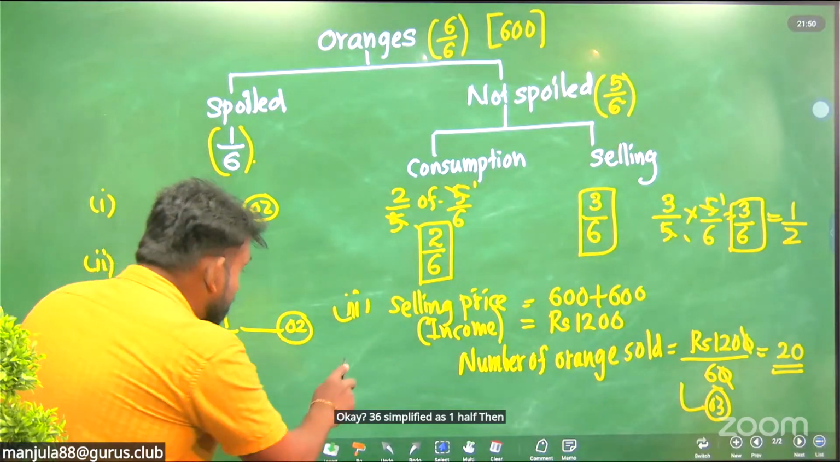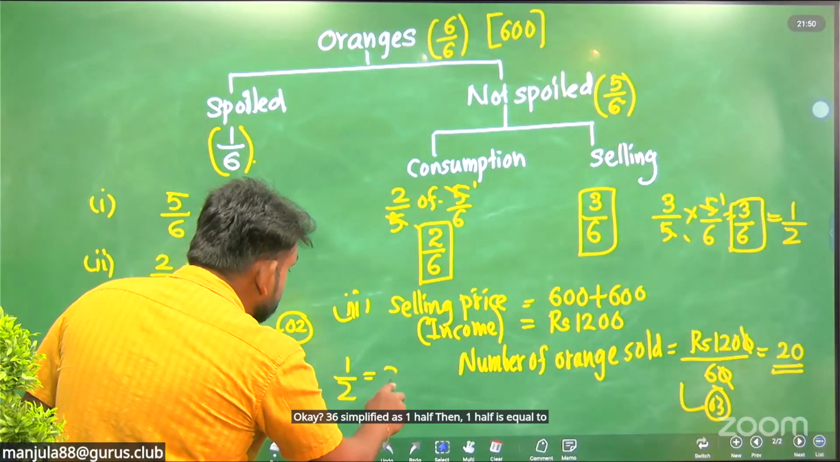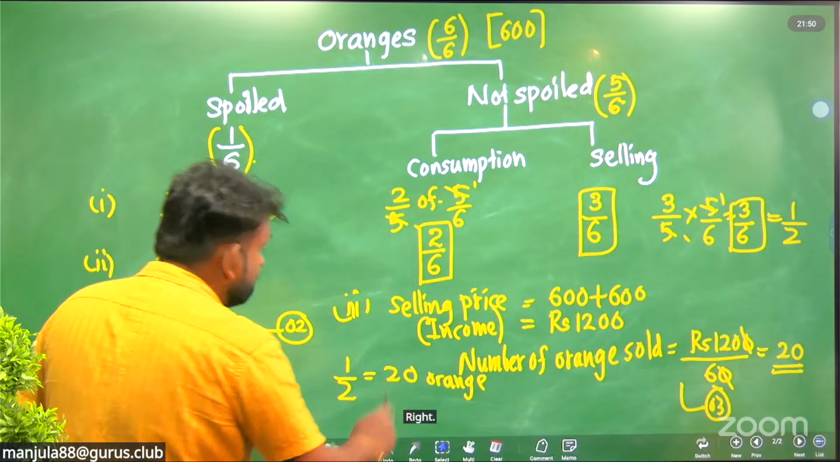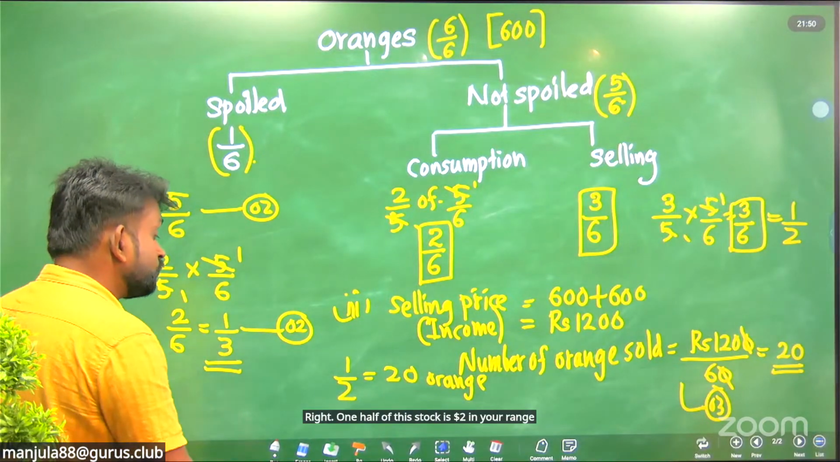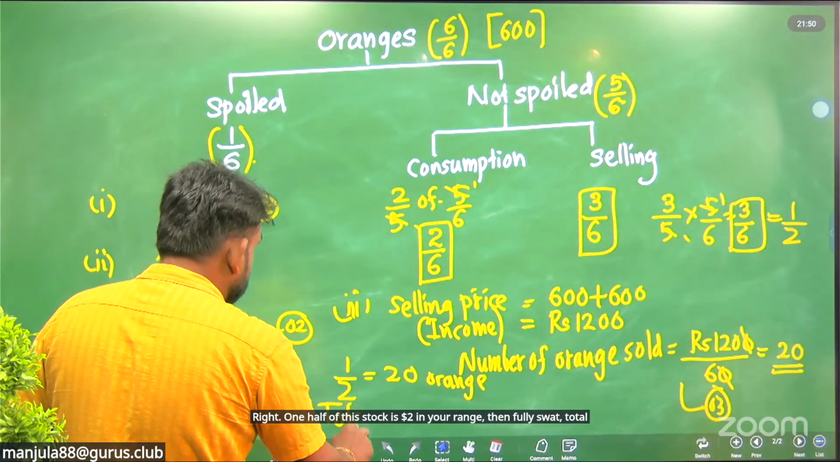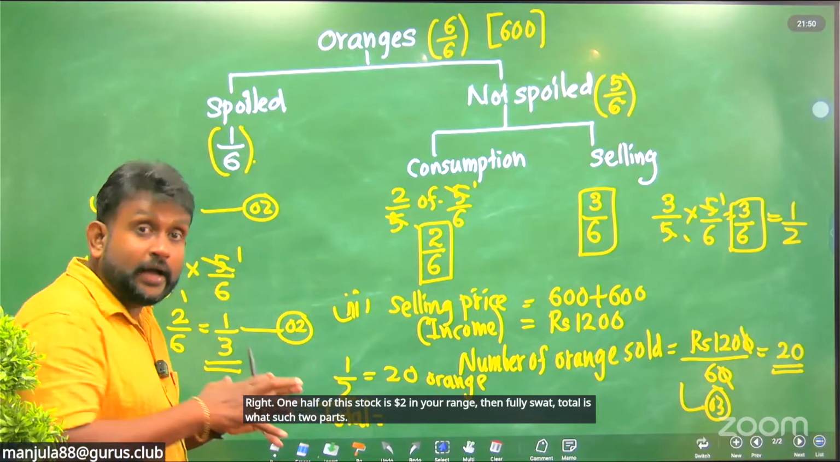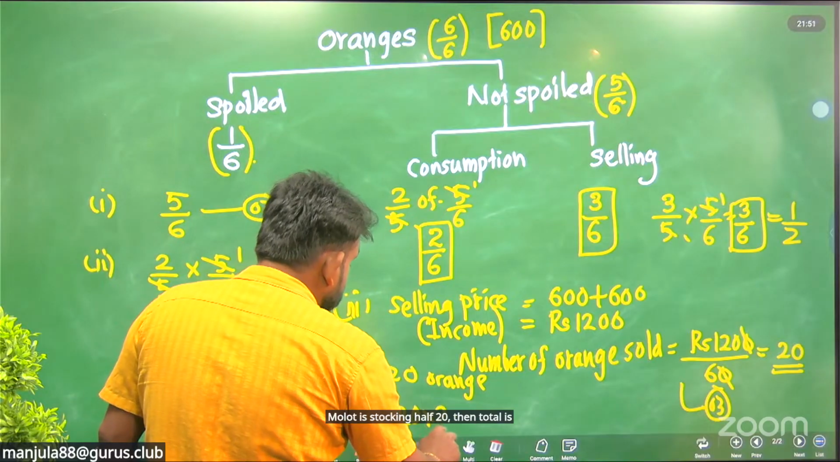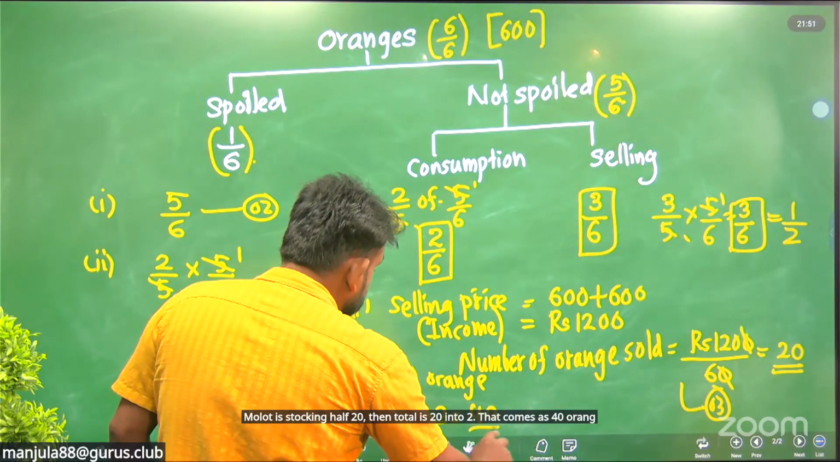Then 1/2 is equal to the 20 oranges. Right, 1/2 of the stock is 20 oranges. Then the full is what? Total is what? Such two parts. Half of the stock is 20, then the total is 20 into 2. That comes as 40 oranges. 40 oranges.